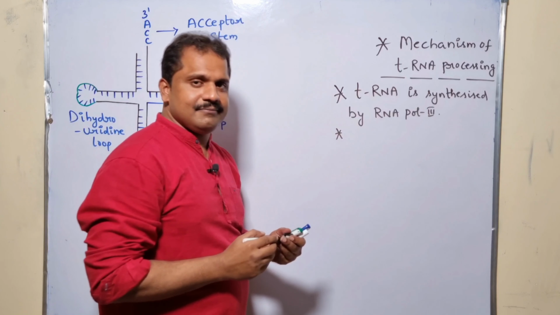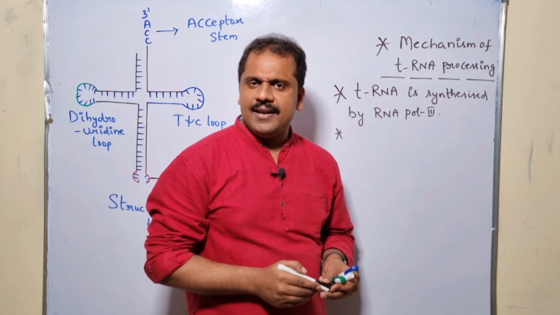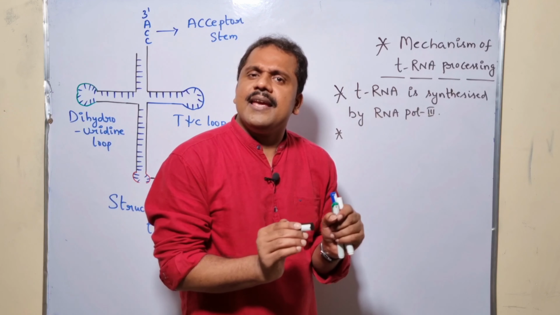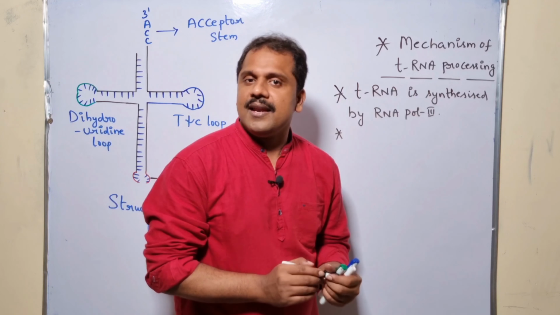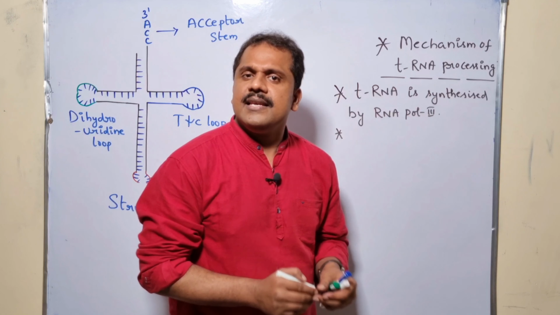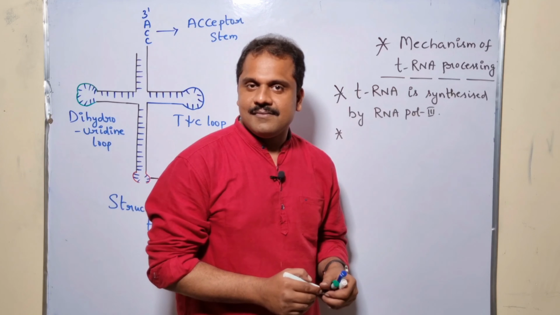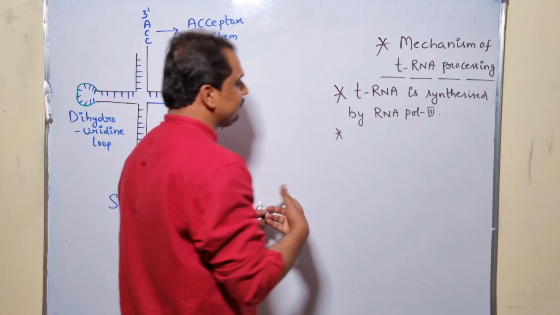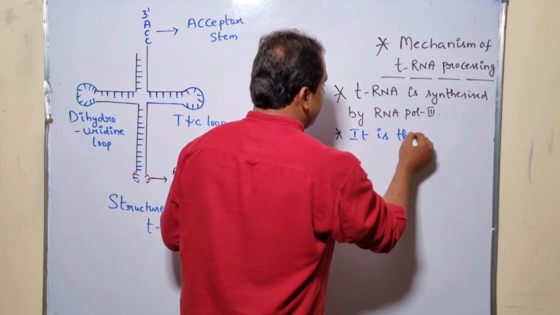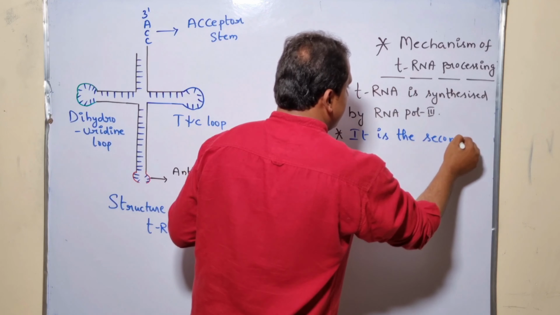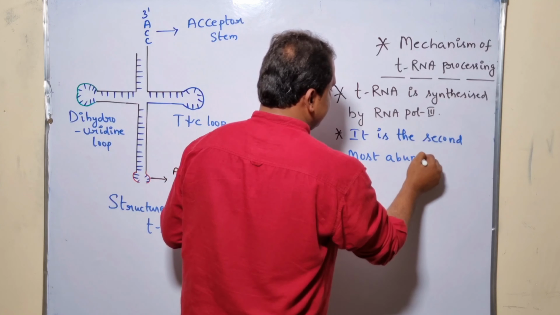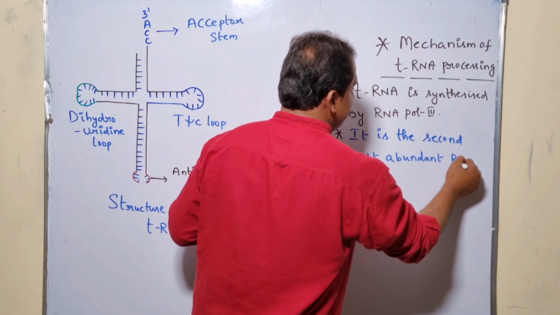So tRNA is the second most abundant RNA in a living cell, followed by rRNA. The most abundant RNA in a living cell is nothing but what? rRNA. After the rRNA, the next most abundant RNA in a living cell is nothing but what? tRNA. So let me write it here. It is the second most abundant RNA in a living cell.